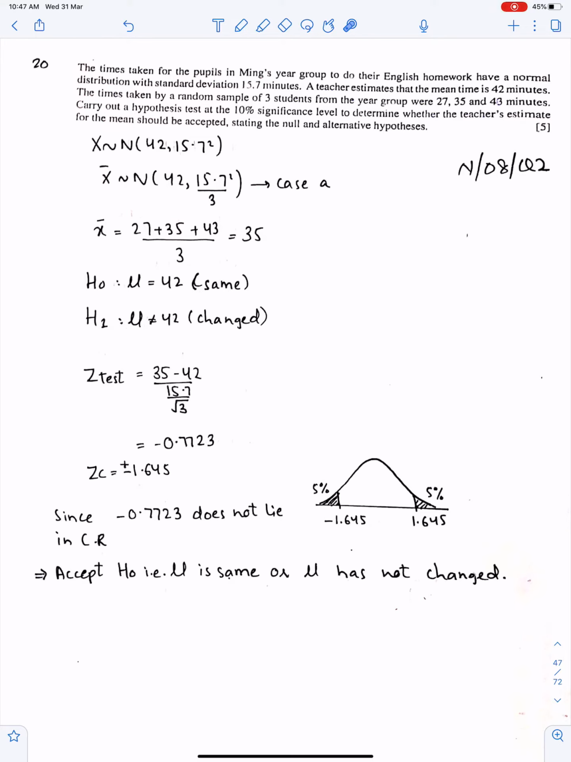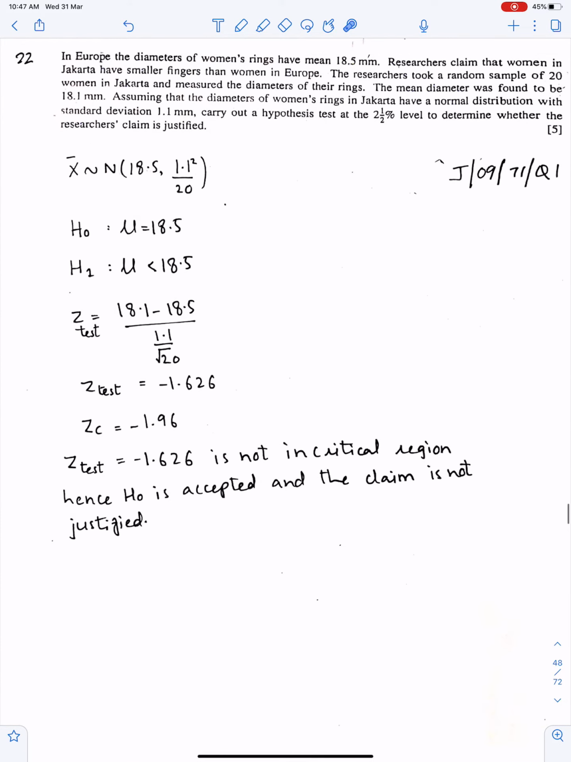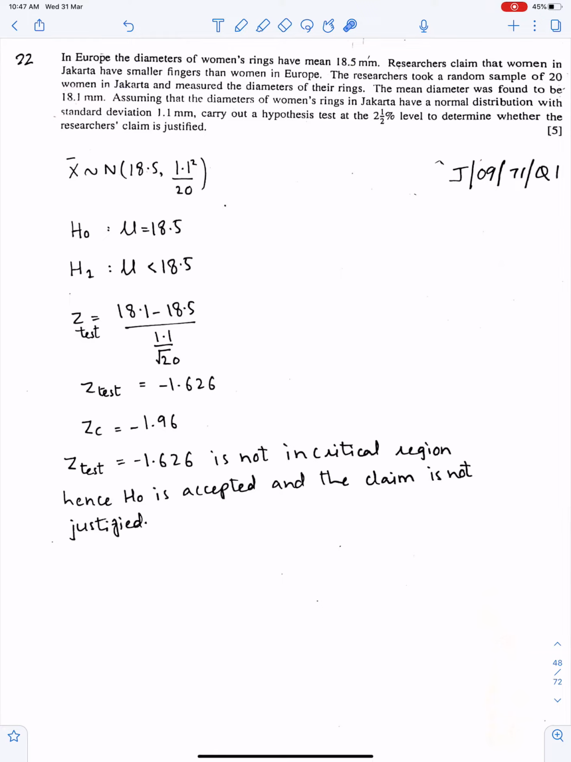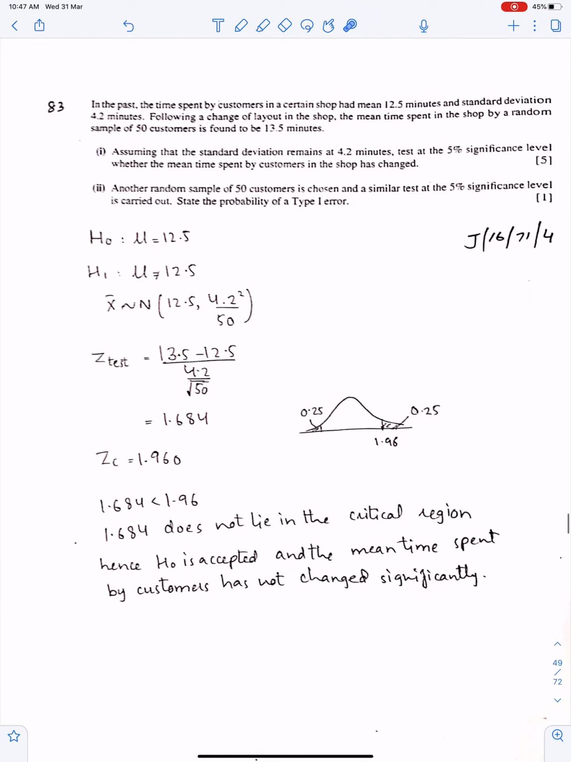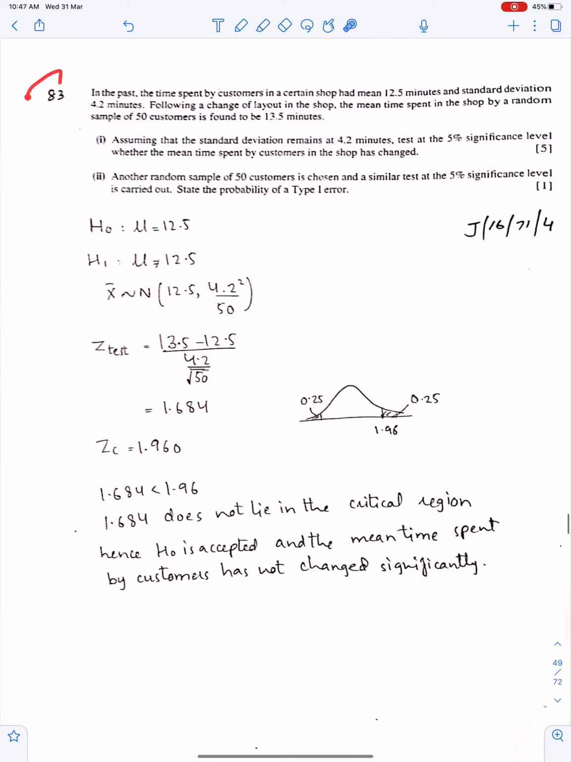I'm leaving this question as well because this does not involve type 1 and type 2 error. This one as well. Yeah, let me discuss this one. 83. In the past, the time spent by customers in a certain shop had mean 12.5. This is mu. Standard deviation this. Following a change, not equal, 13.5. Has changed. This change word means not equal sign.